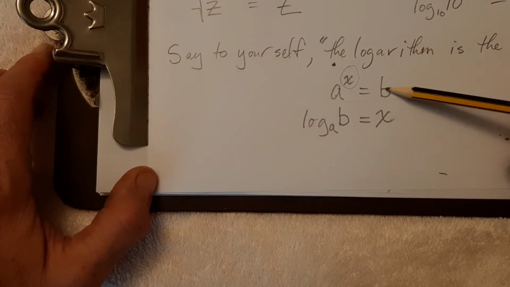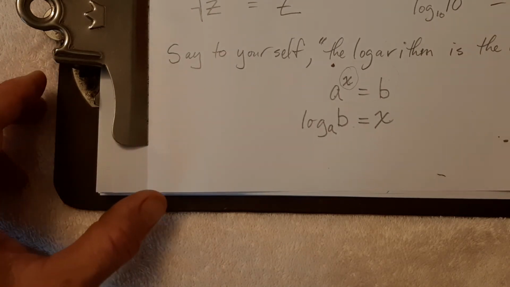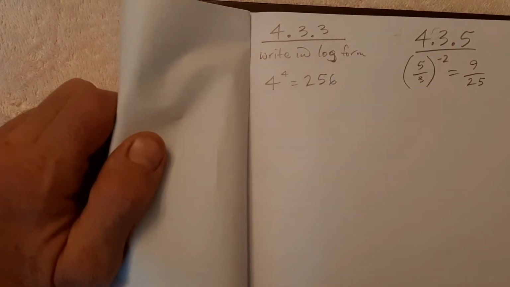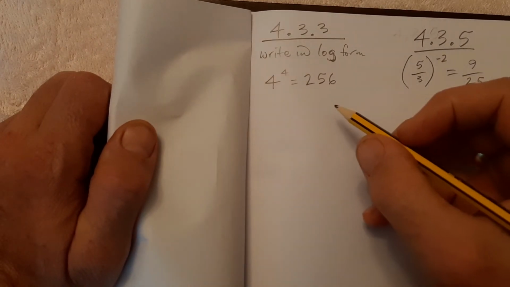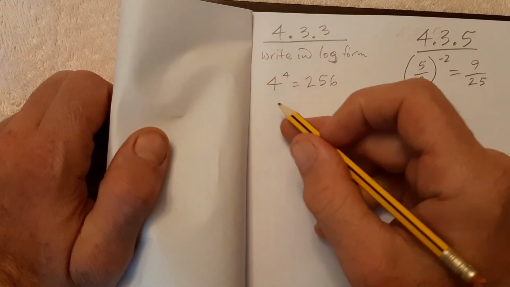You should write this down on a piece of paper. This will help you unravel these things. Okay, let's drive right into some problems. We're going to write this. All we've got to do is write it in logarithm form, okay? 4.3.3, so we'll do the first 3 problems in your homework.